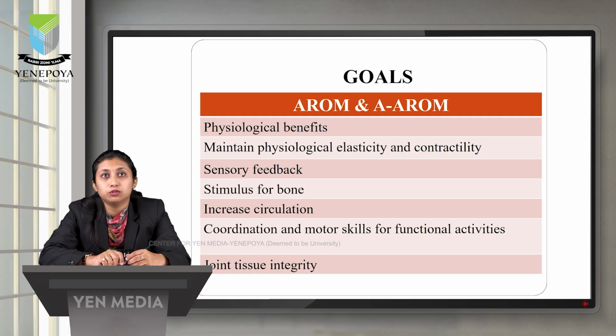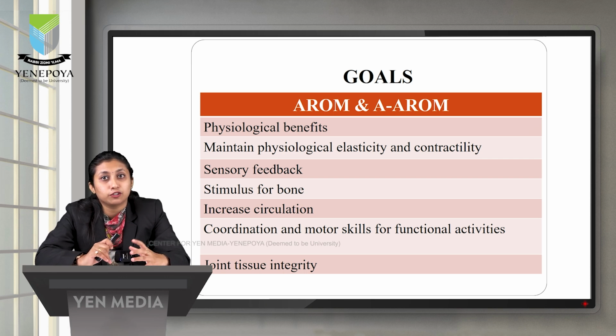Now, looking into the goals of both active and active assistive range of motion, it has physiological benefits. It maintains the physiological elasticity of the tissues and the joints and the contractility of the tissues. So it gives sensory feedback to the patient that this range of motion is present in your body. It also stimulates the bone, increases the circulation, provides the coordination and motor skills of the functional activities, and improves the joint tissue integrity.